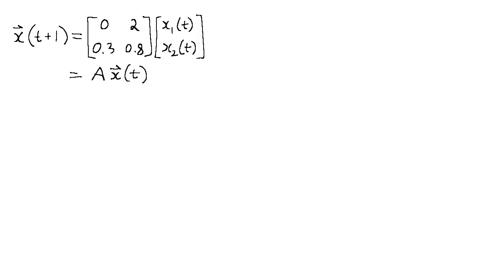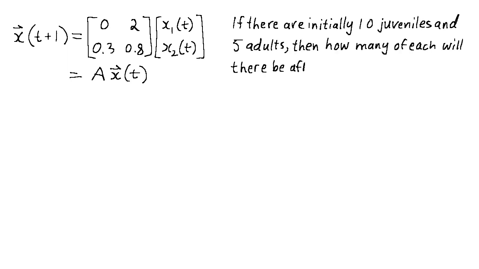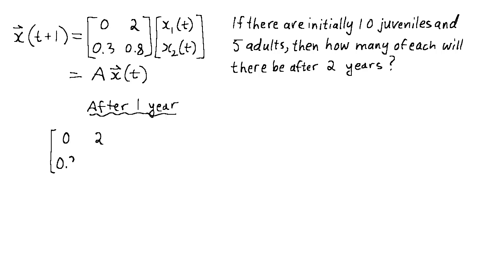Let's now get some practice with matrix vector multiplication by using our recursive model to answer the following question. If there are initially 10 juveniles and 5 adults in the population, then how many of each will there be after 2 years? We first determine the composition of the population after 1 year by applying the matrix from our model to the initial age distribution stored in the vector 10, 5.